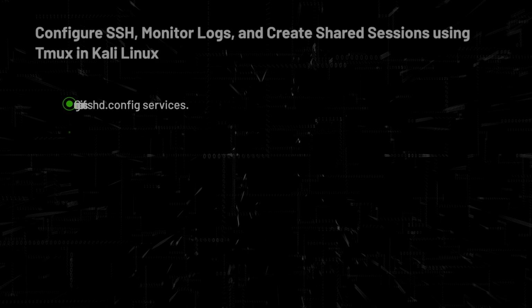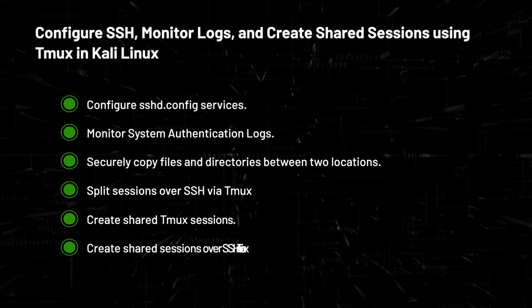So the first thing we'll look at is configuring sshd_config services. The second thing we'll look at is monitoring system authentication logs. The third thing we'll look at is securely copying files and directories between two locations. The fourth thing we'll look at is splitting sessions over SSH via TMUX. The fifth thing we'll look at is creating shared TMUX sessions. And the sixth thing we'll look at is creating shared sessions over SSH via TMUX.